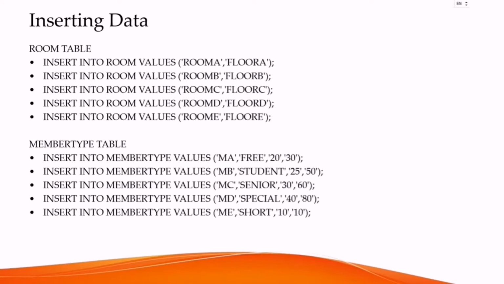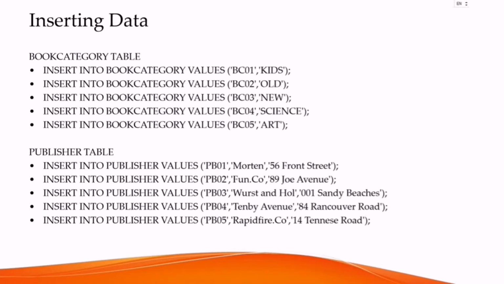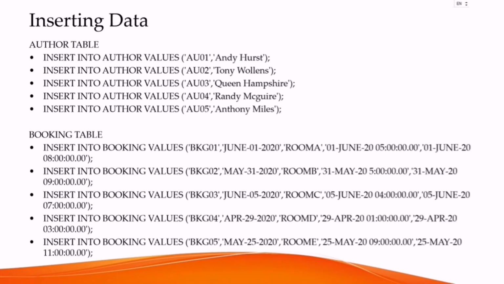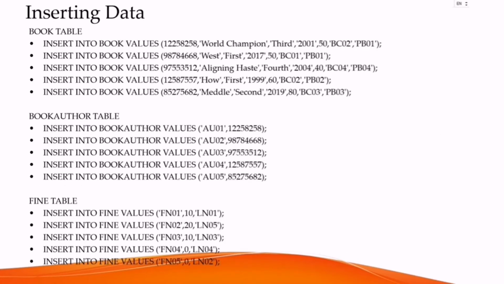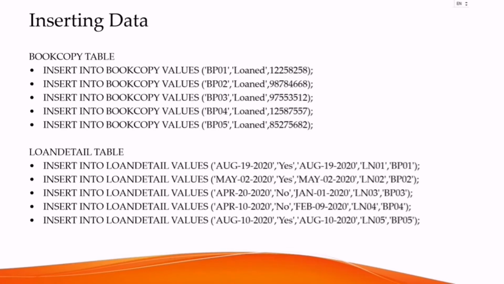These are the data of the inserted data: room table, member type table, book category table, publisher table, author table, booking table, member table, loan table, and also book table, book author table, fine table, book copy table, and loan detail table.